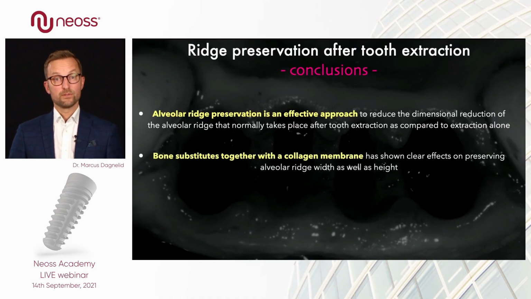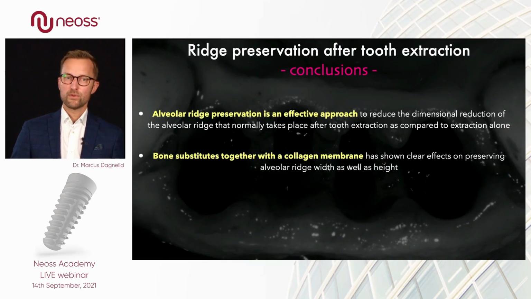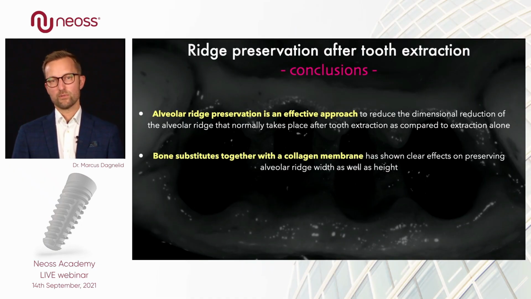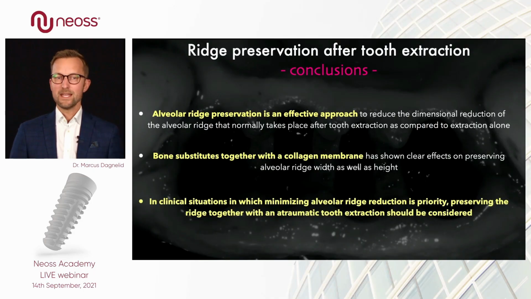We know that bone substitutes together with the collagen membrane has shown clear effect on preserving alveolar ridge, width as well as height. And it's important to remember that it's not stated that it has to be one specific material. It's an osteoconductive material with a slow resorption rate and a collagen membrane. And I've mentioned a couple of examples of materials that I prefer to use as a clinician in my everyday practice. In clinical situations where you're trying to minimize the ridge reduction and the remodeling process, and that is a high priority, of course, preserving the ridge with an atraumatic tooth extraction should be considered. This is important.